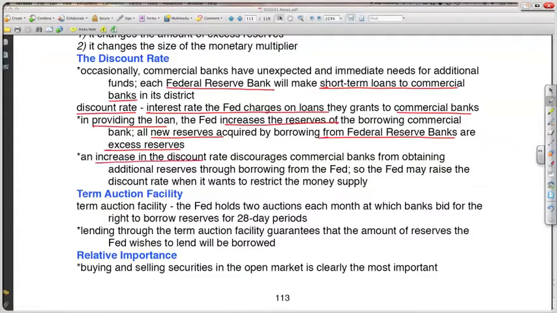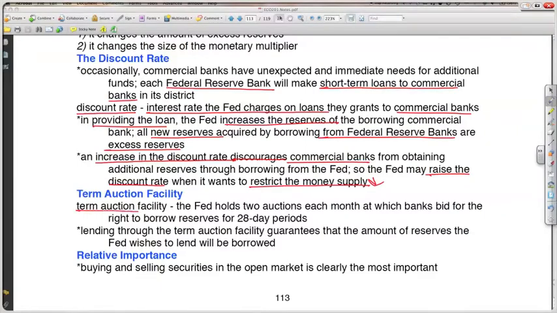But if they increase the discount rate, then it will discourage commercial banks from obtaining reserves through borrowing from the Fed. So if it raises the discount rate, it will restrict the money supply, or drop the money supply down.